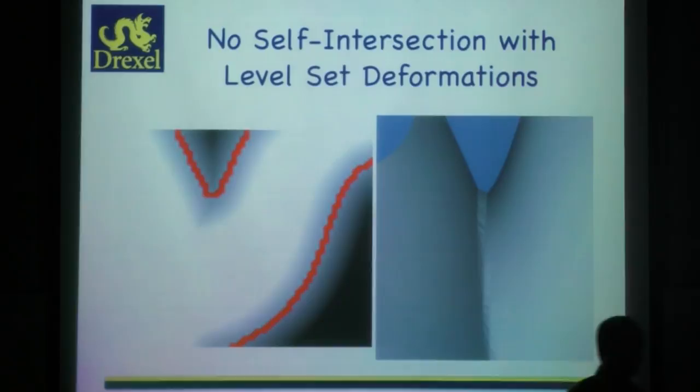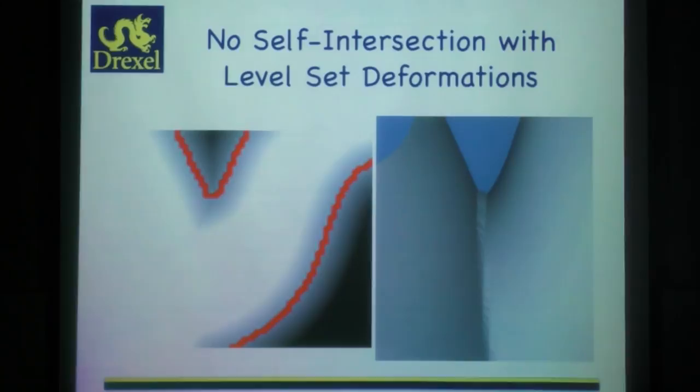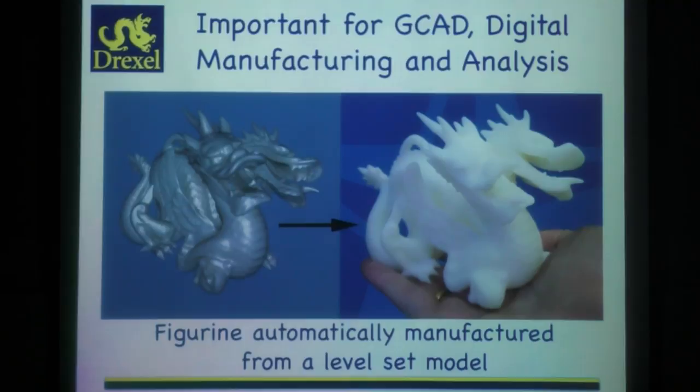Again, because the definition says we'll never get self-intersections if you're taking an iso surface of a scalar field. So there's a nice property that we don't have to think about this. Forget it. It's not a problem. And this is great for manufacturing. It guarantees that no matter what you have, your level set is manufacturable. It can be 3D printed.